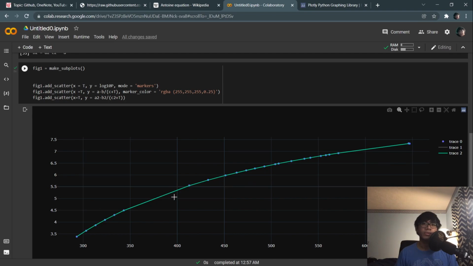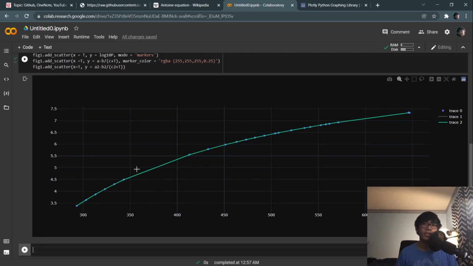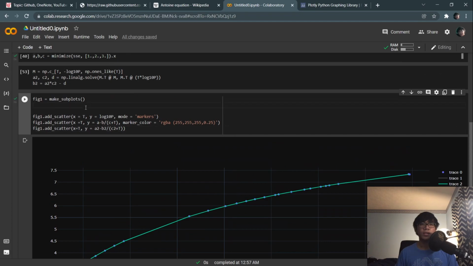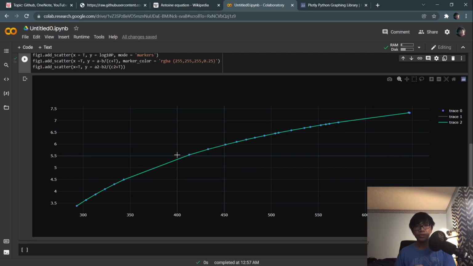But you do notice there's a little jaggedness right here where it's connecting these points with lines. We don't want that for our model. Instead of our model working between each point and matching our experimental data points, we want to use those new parameters A, B, and C to work for any temperature that we have.